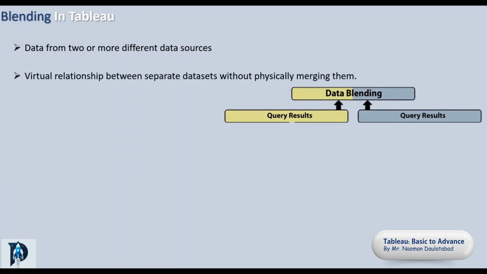It's like creating a virtual relationship between separate data sources without physically merging them. We merge tables in joins also, but that is physical merging between tables in the same data source. But in blending, there is no physical merging, and the relationship is created between tables from different data sources. An example could be employee master data maintained in an Excel sheet and employee transaction data maintained in a SQL database.